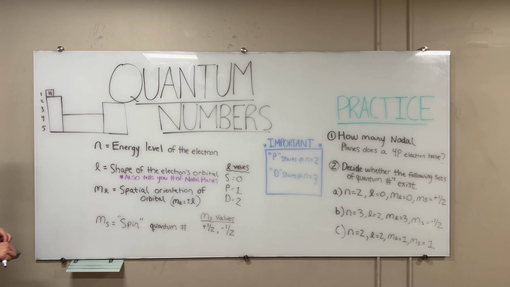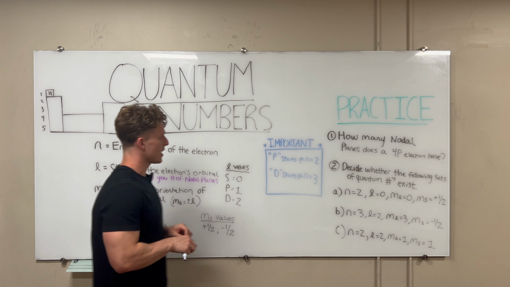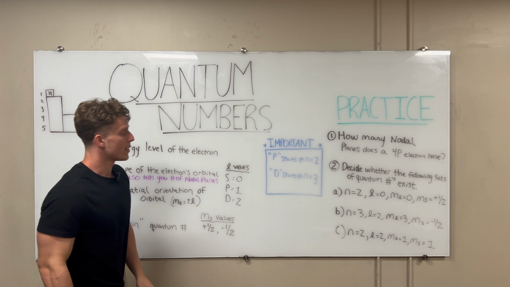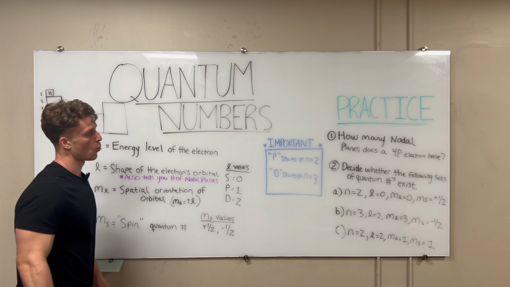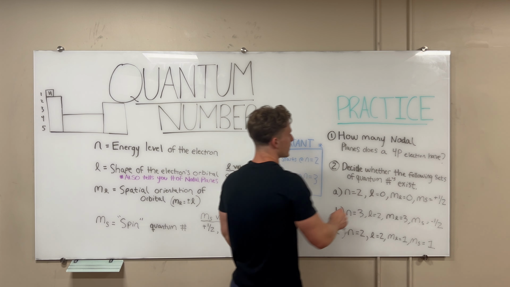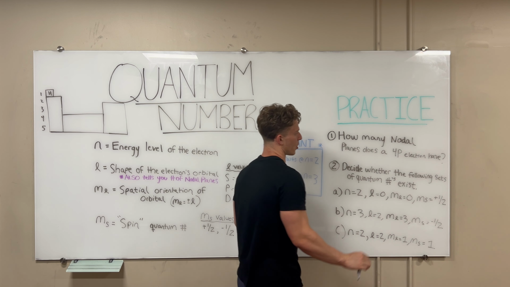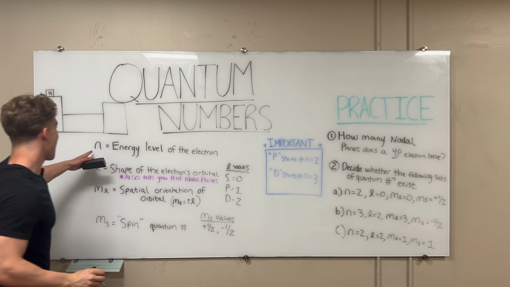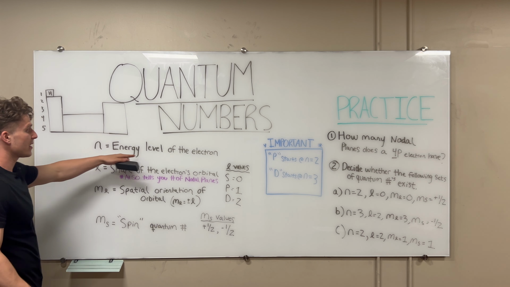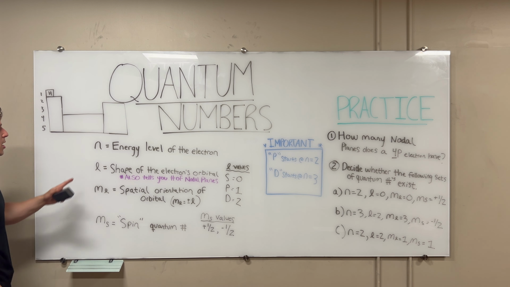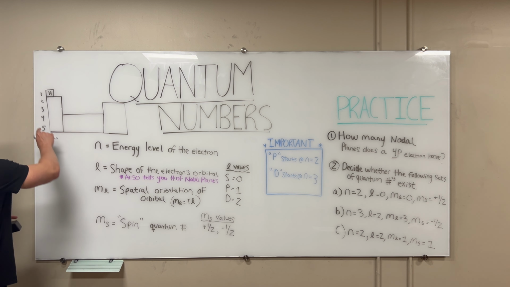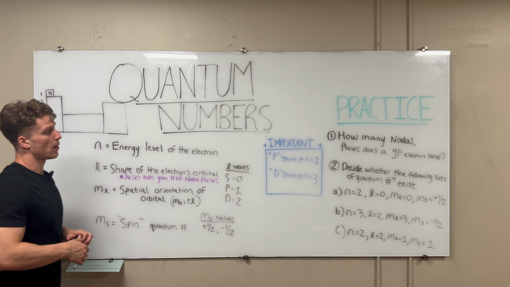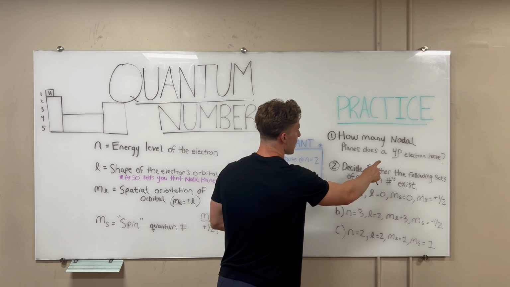So let's go over here and see if we can tackle some of these practice problems. It says, how many nodal planes does a 4p electron have? So we're dealing with a 4p electron. The 4 right here tells us that the n is 4. That's telling us the energy level of the electron. So this is a 4p electron, so we know we're going to be in that 4th level on the periodic table. Now, it's a p electron.